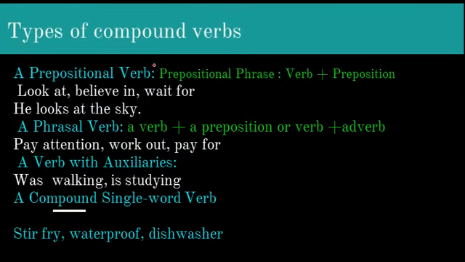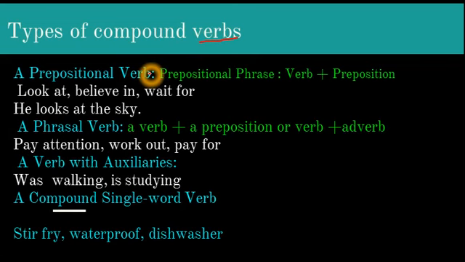Now let's see compound verbs. In a sentence with a compound verb, two or more verbs share the same subject. A connecting word like and or or is used to join the separate verbs. Compound verbs are the same as compound subjects. In a compound subject, two or more subjects share the same verb. In compound verbs, two or more verbs share one subject.